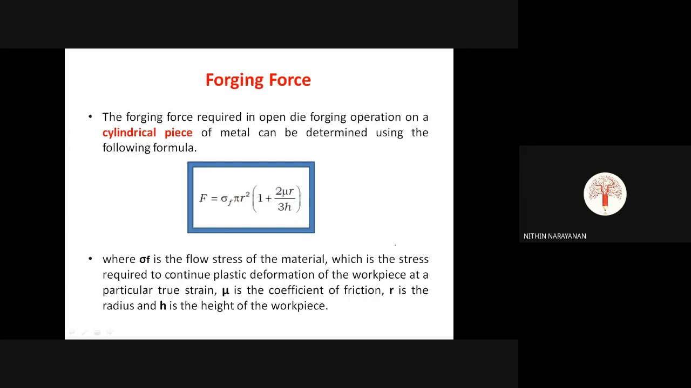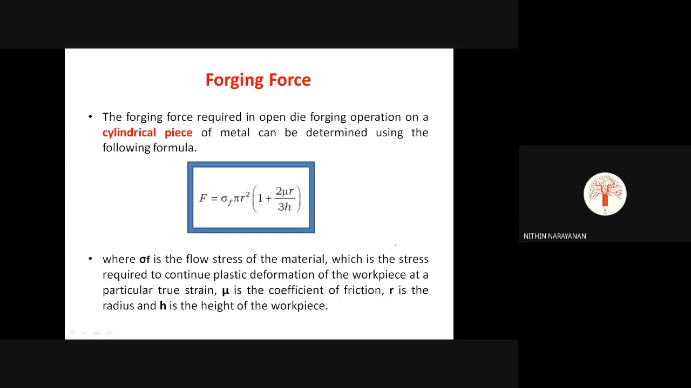The forging force required in open die forging operation on a cylindrical workpiece of a metal can be determined using the following formula. So here we are considering a cylindrical workpiece. So in the case of a cylindrical workpiece, what is the forging pressure requirement during an open die forging process operation? So F is equal to sigma F into pi into r square into 1 plus 2 mu r by 3h. So this is the equation for forging force.